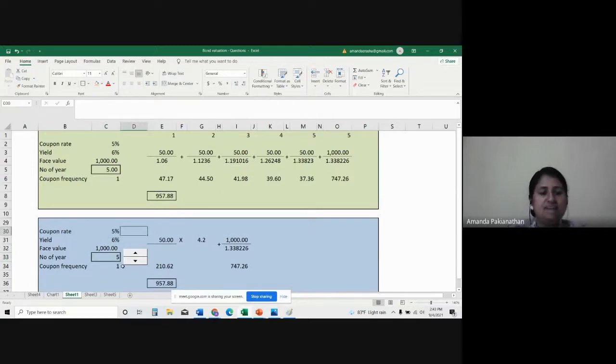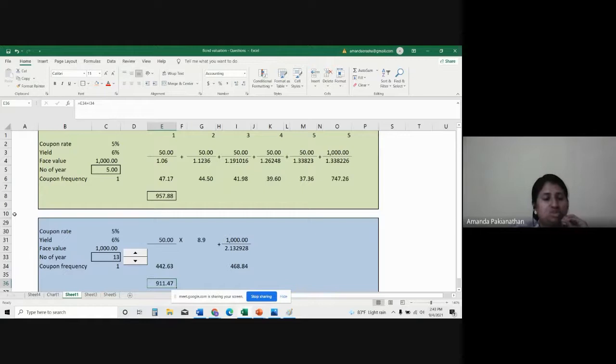Let's increase this number of years. Can you see, when I increase the number of years left for maturity, again, just like yield, we can see that the value of the bond is declining. Why is it happening? Because my biggest cash flow is going to get further delayed. Therefore, the value of the bond is going to decline.